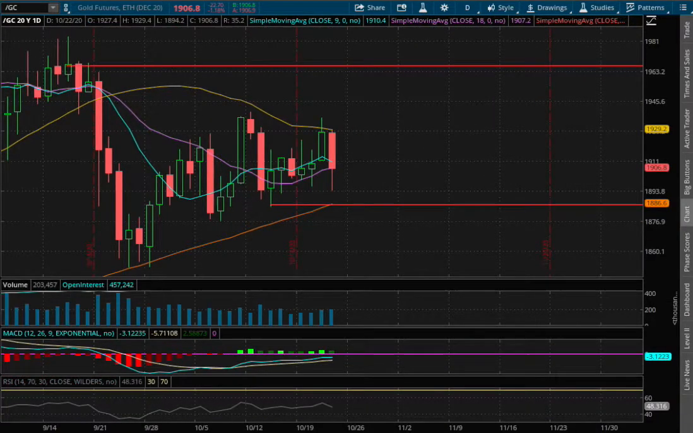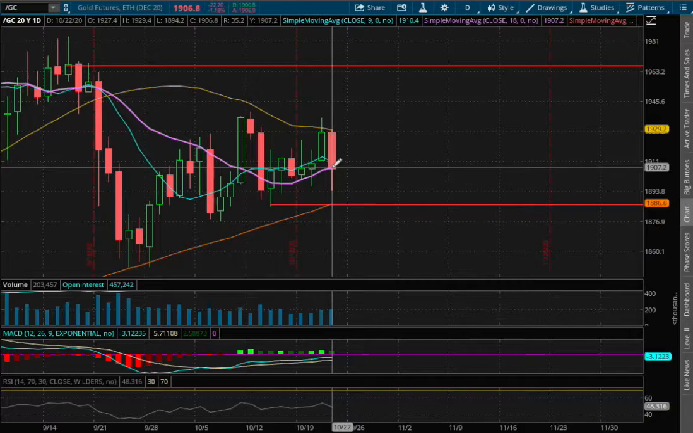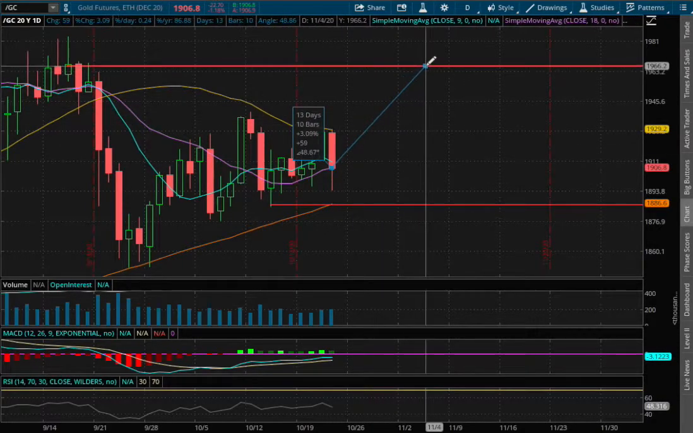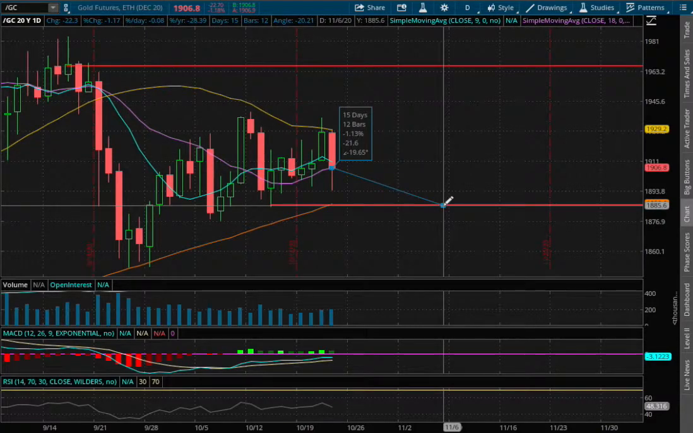$1,966. So if we do manage to head up higher to hit resistance, that price movement to the upside is roughly around 3.1%, and to the downside to touch support, that is around 1.1%.